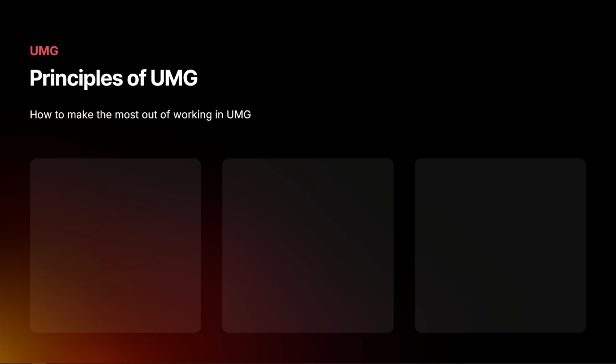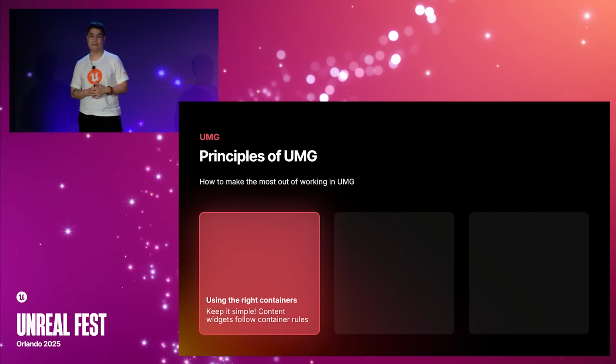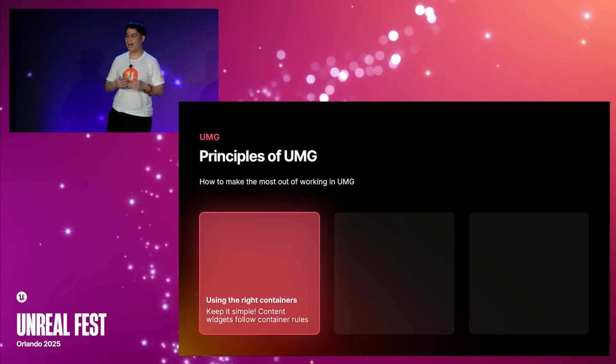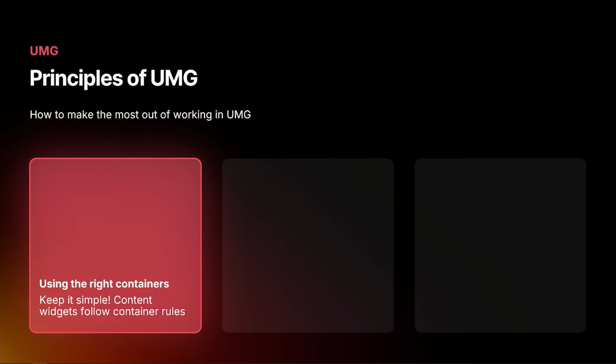So I like to follow 3 principles of developing UI in UMG. The first is using the right containers and keeping it simple, because UMG is inherently a really complex tool, and every layout widget, like the containers we saw just now, they all have their own unique purposes in how they lay out content widgets. And so content widgets always follow the rules of their layout widgets. So let's take a look at a couple examples to see, when should we use which layout widget for what scenario, right?